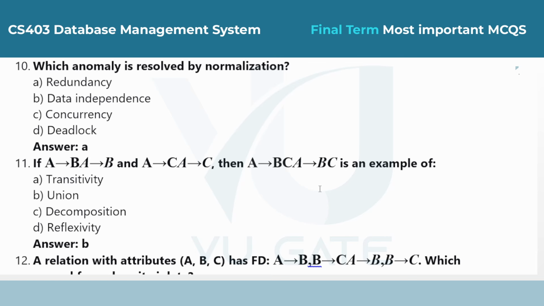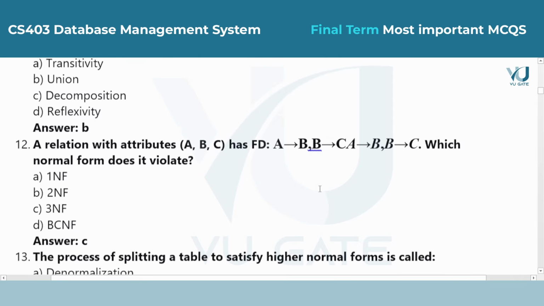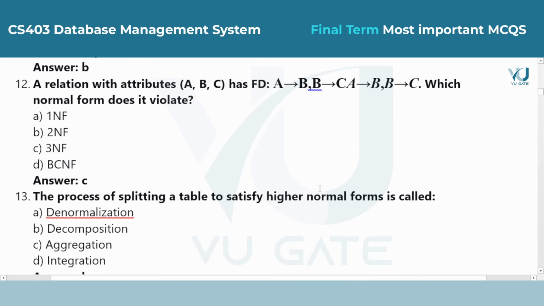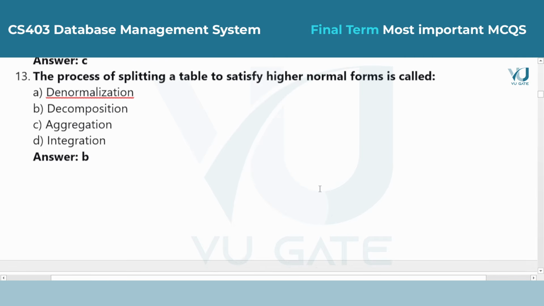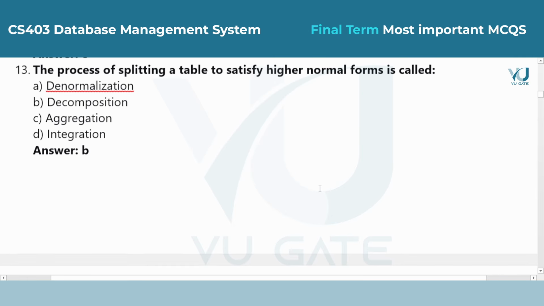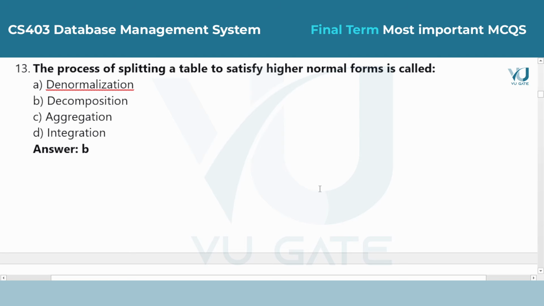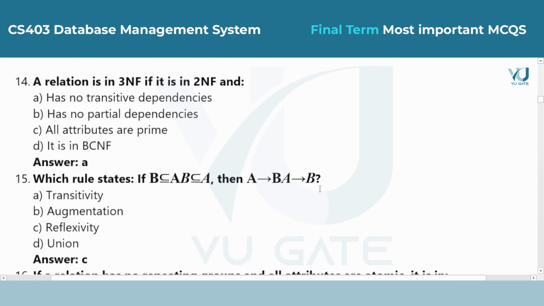Because there is a chain dependency from A to B to C, this table contains a transitive dependency, which is not allowed in the third normal form. Question 13. The process of splitting a table to satisfy higher normal forms is called. Answer is option B, decomposition. When we find that a table is not organized properly, we break it down into smaller, cleaner tables. This process is called decomposition.